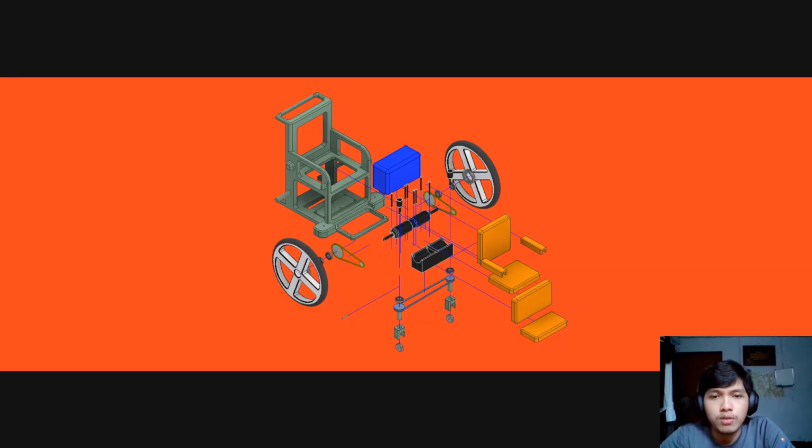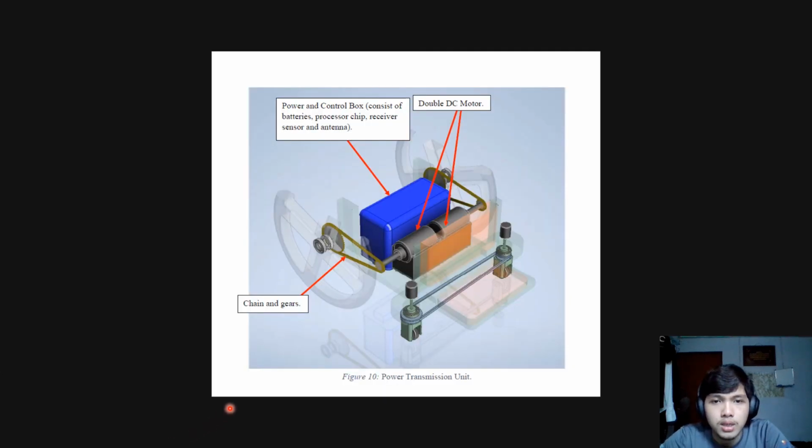This is the assembled view of the wheelchair. This is the mounting for the motor. This is the cushion. This is the power and control box. Our idea for the cushion is that it can be detachable and can be cleaned separately. This is the power transmission unit. It consists of the power and control box, which inside of it contains batteries, processor chip, receiver, sensor, and antenna.